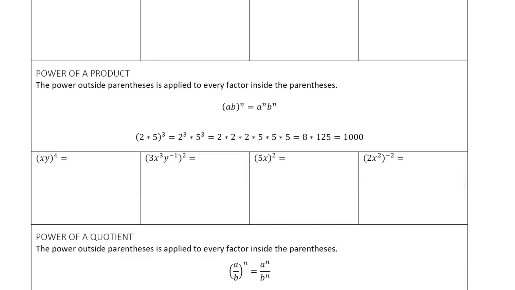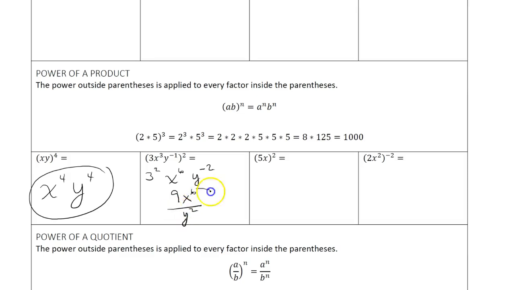Now that you have tried it, check your work. xy to the 4th is x to the 4th times y to the 4th. 3x to the 3rd y to the negative 1, squared, is 3 squared times x to the 6th times y to the negative 2. Thus we have 9x to the 6th, but y squared goes on the bottom of the fraction. 5x squared is 5 squared times x squared, or 25x squared.